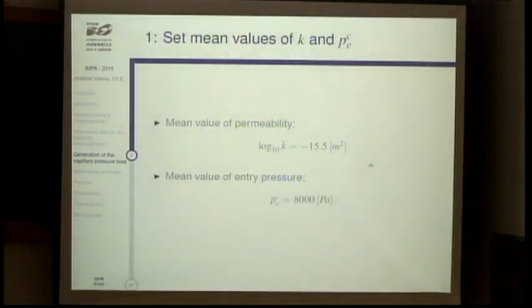So the first step, set mean values of permeability and entry pressure. Here, we use typical values. Mean value of permeability, the logarithm of K equals minus 15.5. And the mean value of the entry pressure is set as 8,000 pascals.